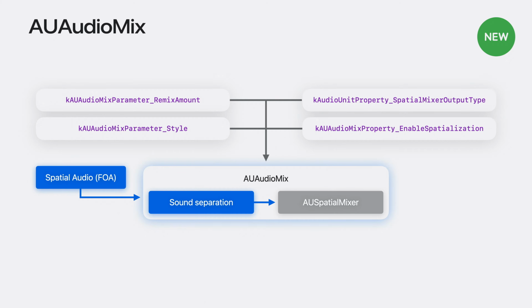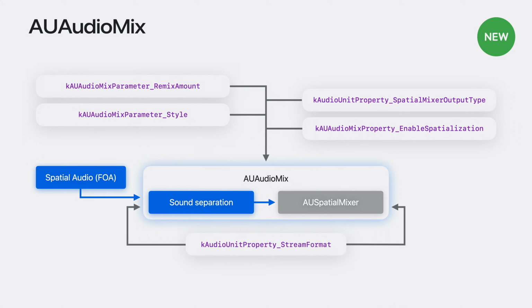Audio unit property Spatial Mixer Output Type provides the option to render the output to either headphones, your device built-in speakers, or external speakers. The AU also has a property for the input and output stream formats. Since the AU receives FOA audio, set the input stream with 4 channels. There's one more property called Spatial Audio Mix Metadata. This is a CF data object that contains automatically generated tuning parameters for the dialogue and ambience components.